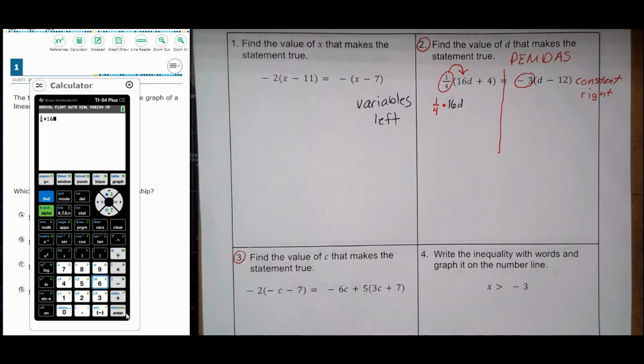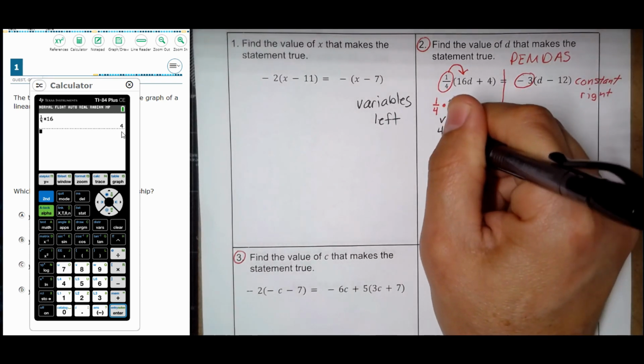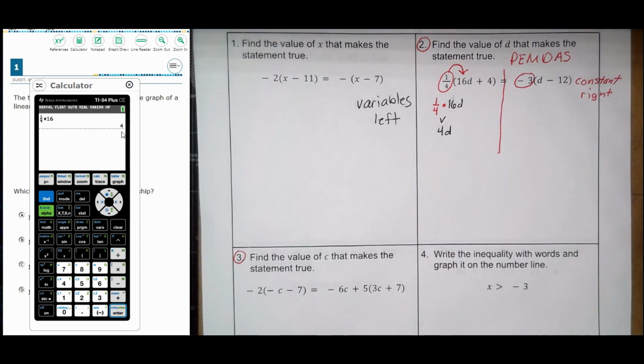Now once I do that, I'm going to hit enter. Notice it did all the math for me, and it gave me a 4. So I'm going to go ahead and write that down. So 1/4 times 16 is simply 4. So this, once multiplied, actually gives me 4d.